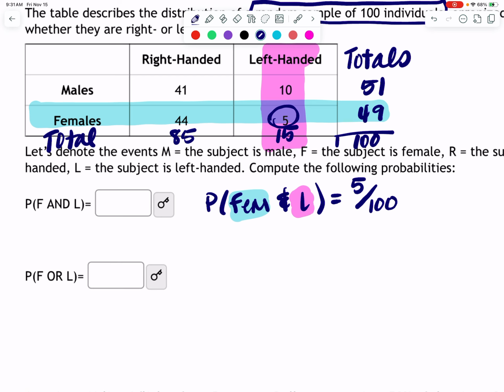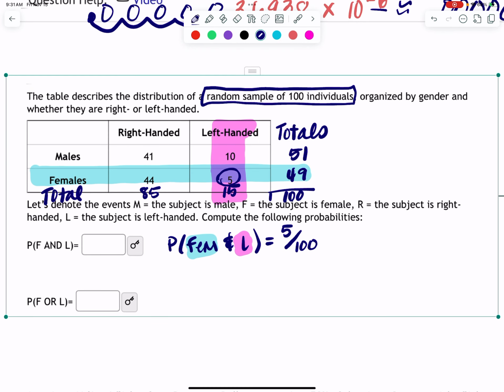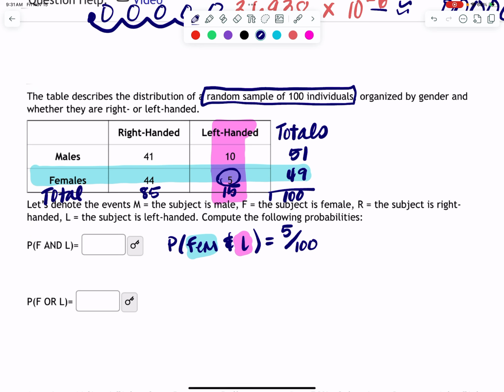Does it say how to leave it? It doesn't say, at least on the part that I screenshotted. So if I reduce this by 5, I would get 1/20.